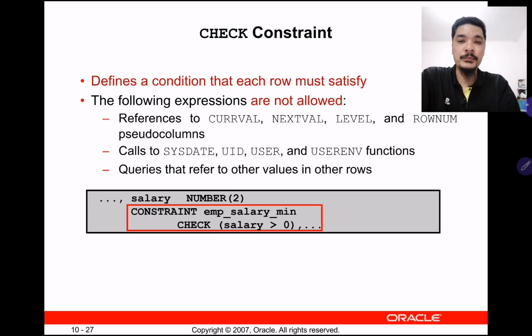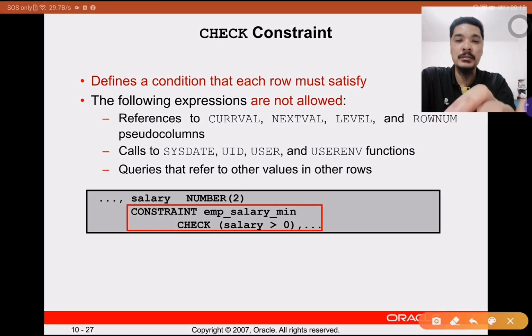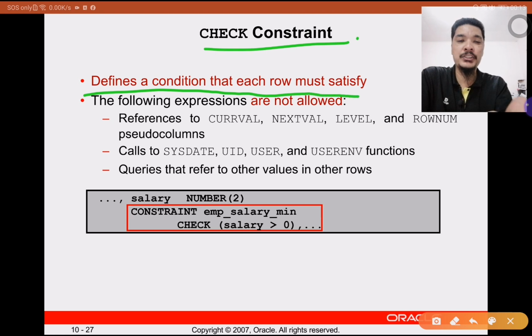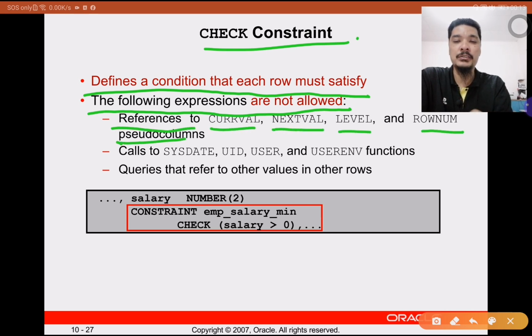Okay, so the last constraint is the check constraint. A check constraint defines a condition that each row must satisfy. The following expressions are not allowed: references to CURRVAL, NEXTVAL, LEVEL, ROWNUM, and so on; calls to SYSDATE, UID, USER, USERENV, and so on; and queries that refer to other values in the row.